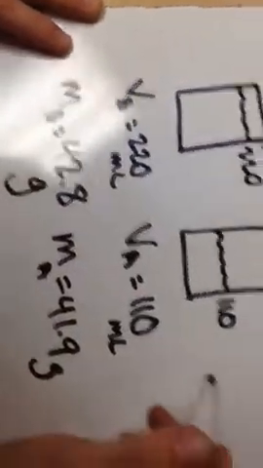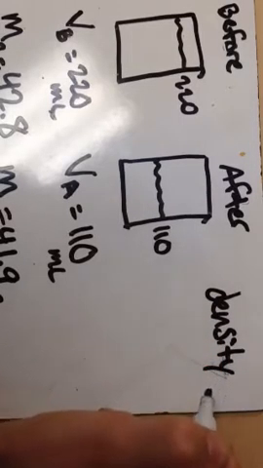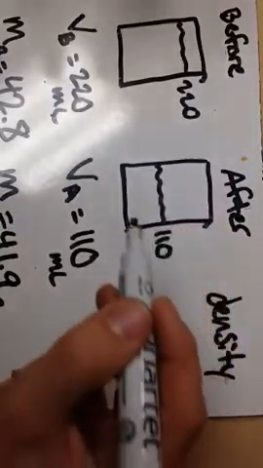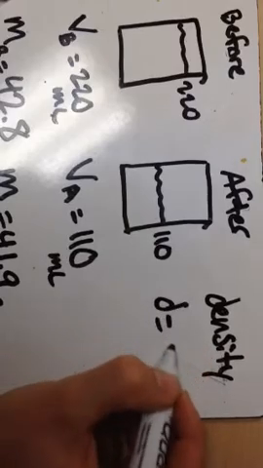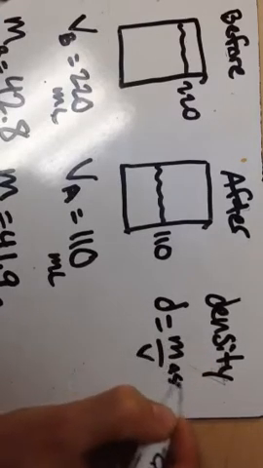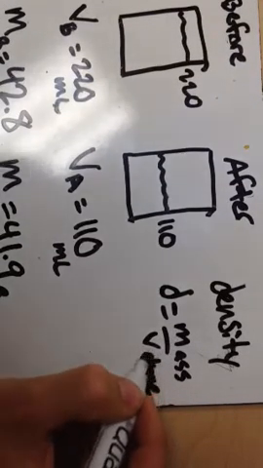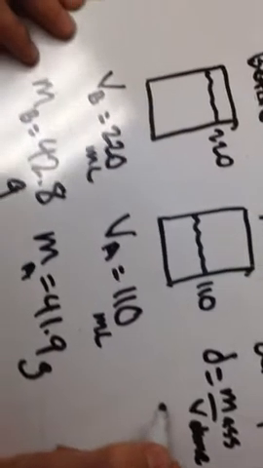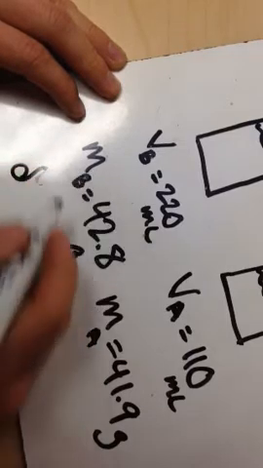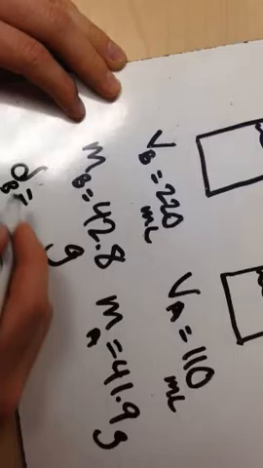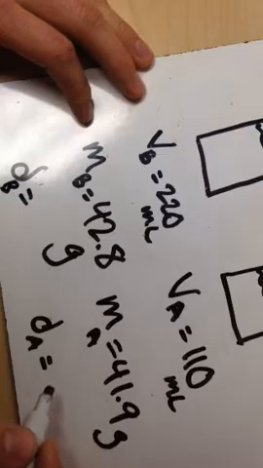And if we're looking at density, think of density as how much chip, or how much chip matter you fit into a certain volume. So we write density, D equals M over V. So mass over volume. And what that means is how much mass fits into a certain volume. Okay? So in this case, now we can figure out density. Density before is going to be one value. Density after is going to equal another value.